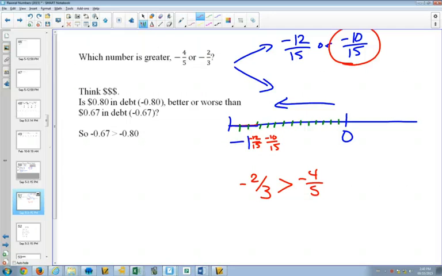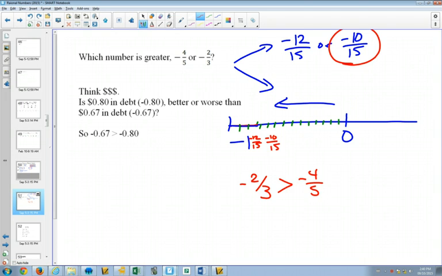If you're comparing a positive fraction to a negative one, it's pretty easy, because the positive one, no matter what it is, is going to be a bigger number than the negative one.